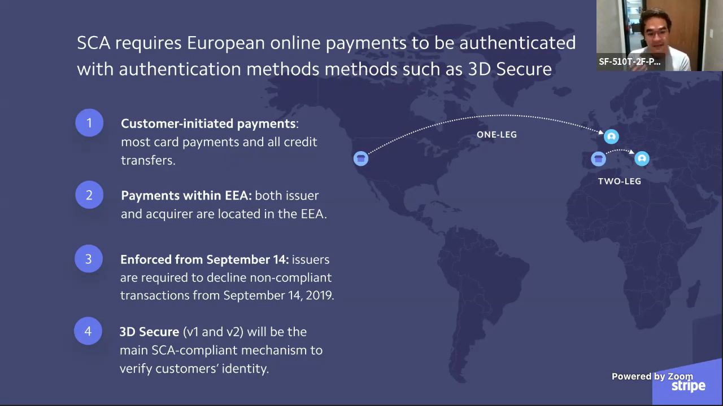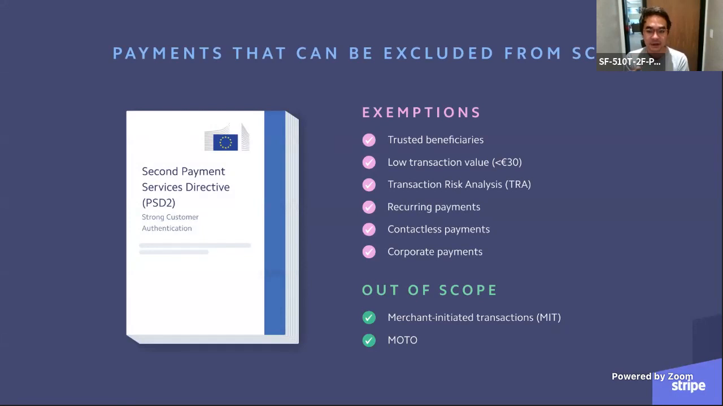And finally, I briefly touched upon it: we expect that the main compliant mechanism to prepare for SCA will be 3Secure. As some of you have probably heard, the 3Secure protocol is going through a big change at the moment. 3Secure v2, the new version, is expected to be slowly rolling out among banks in the coming months. But one important aspect to keep in mind, which is on the next slide, is that SCA is not required for every single two-leg transaction.